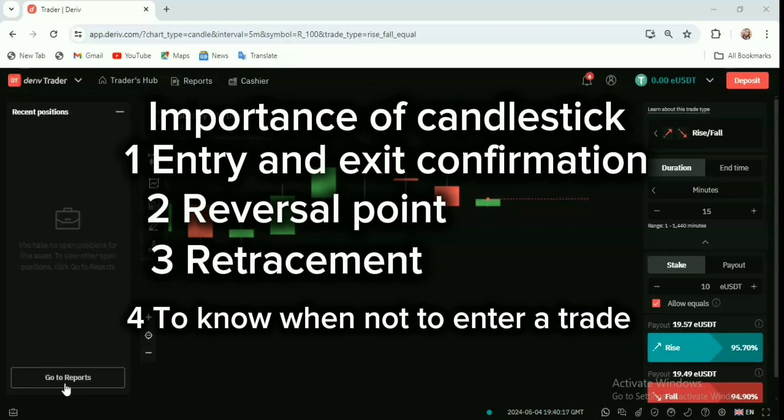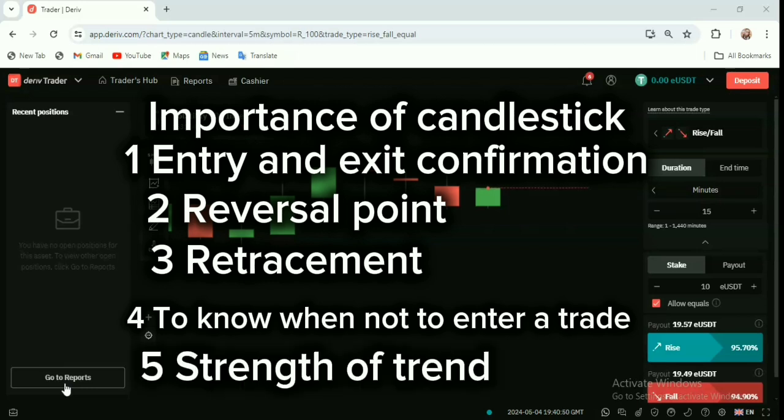If you know candlesticks very well, they will tell you when not to enter a trade. For instance, if you are the type that knows candlesticks, you will always wait for a candlestick that will confirm that yes, it is time for this trend to reverse or to continue before you take the trade. If you do not see confirmation, you have to leave it until you see confirmation. So candlesticks help to tell you when not to enter a trade.